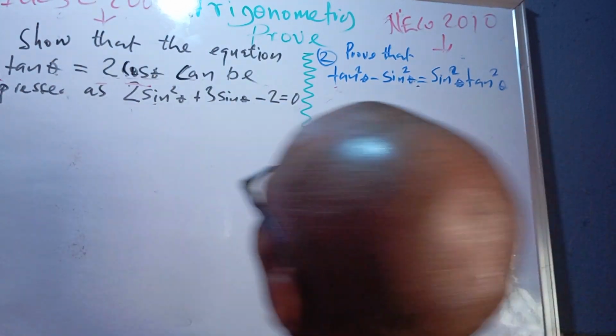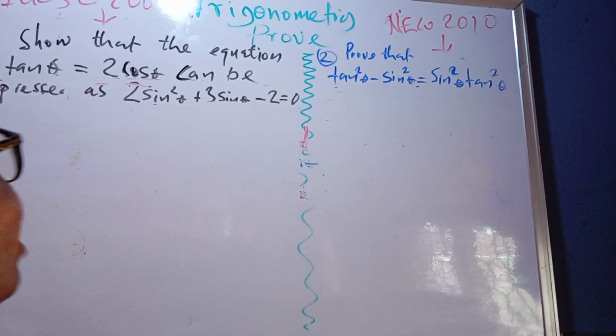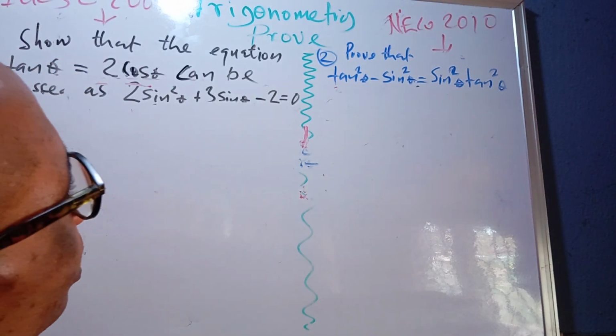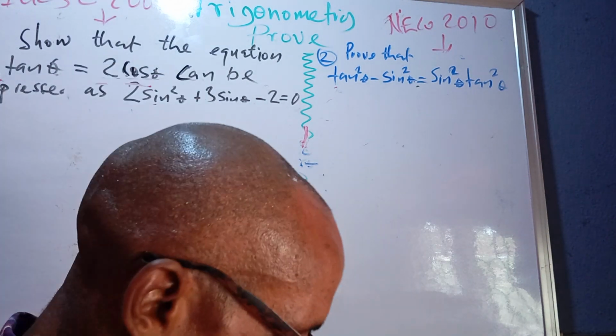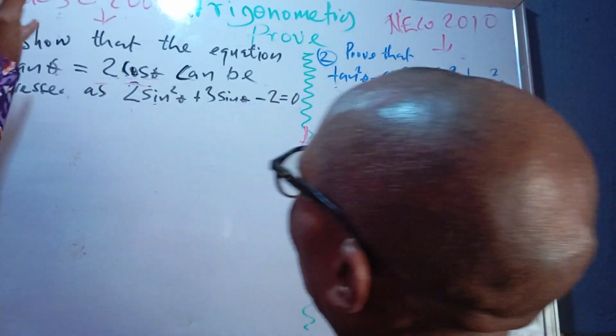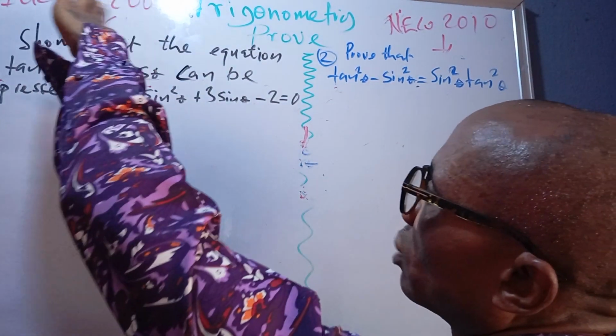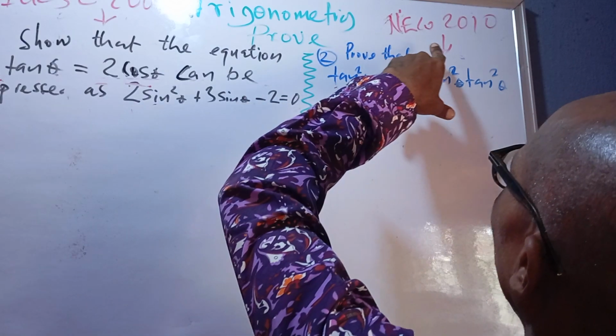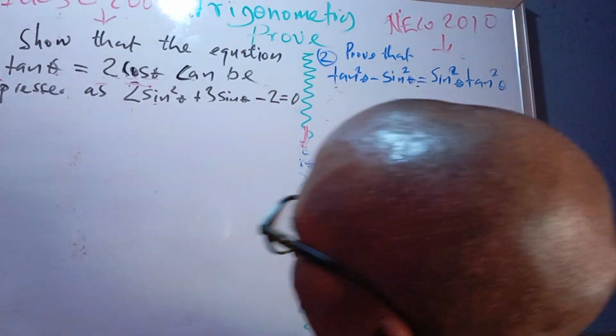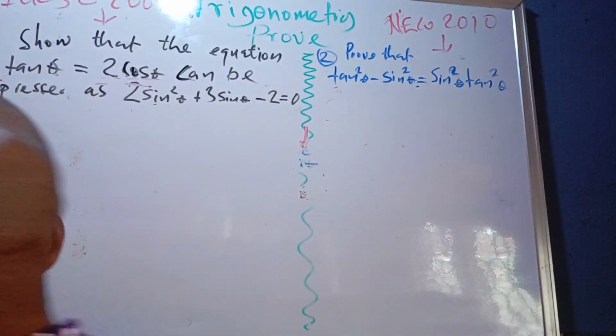It's a trigonometry proof that we are solving in this class. We are solving questions on trigonometry proof. This is an IGCSE 2002 question, and this is a NECO 2010 question. Let's start with this one.